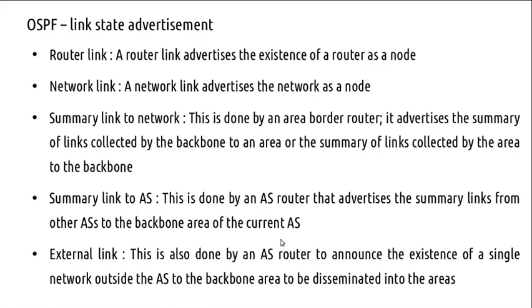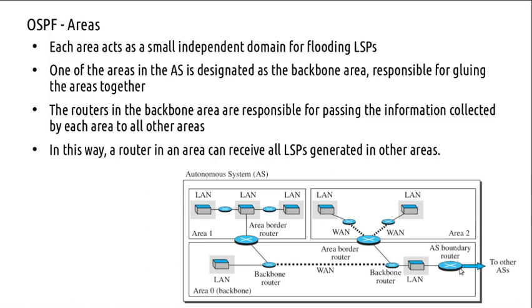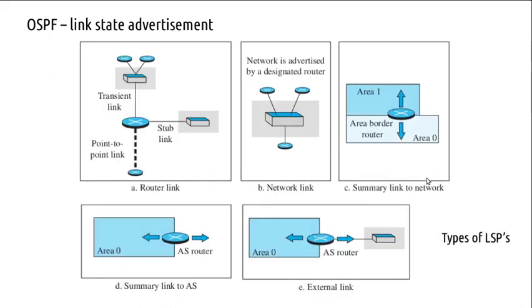Then the summary link to autonomous system, the summary links from other areas. Whatever we saw here, the autonomous system boundary router, the border router, will be advertising the summary of whatever is there in this autonomous system to other autonomous systems. That is the 4th link, right? Summary link to autonomous system. So that is the 4th type.